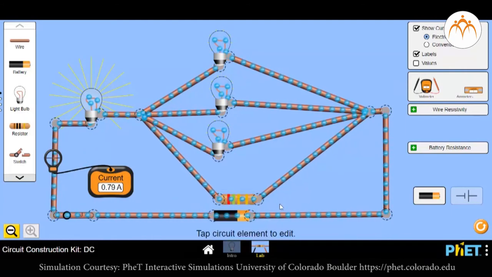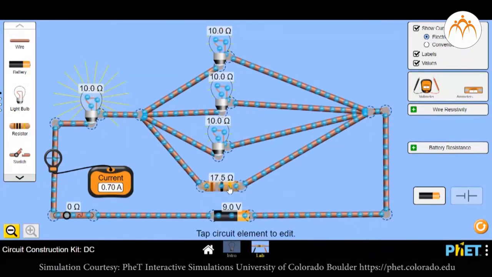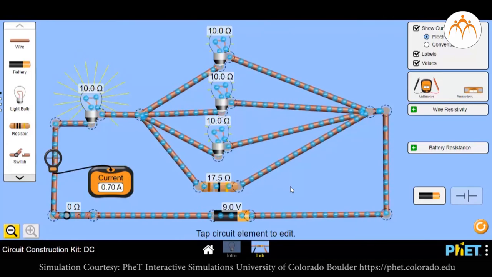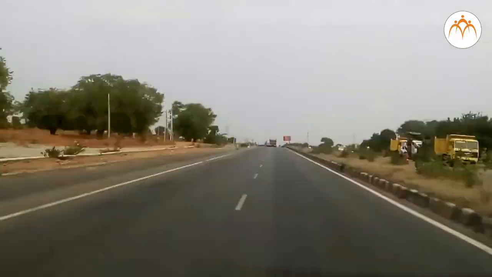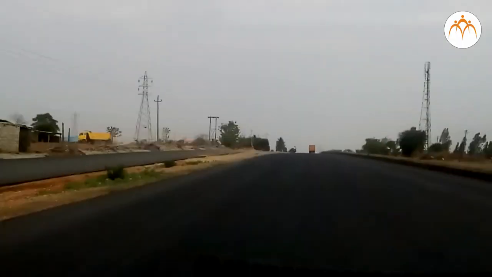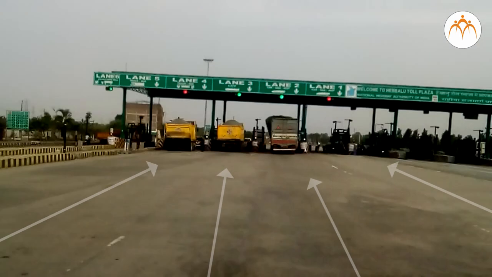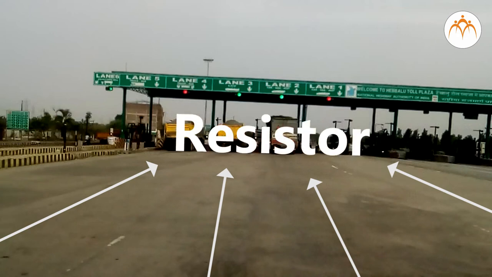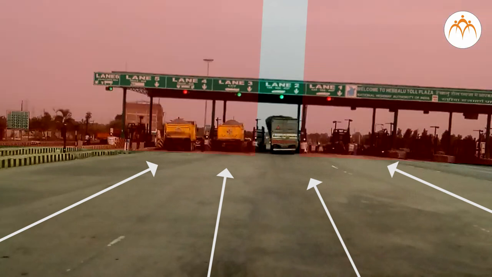This increase in current is consistent with a decrease in overall resistance. The outside branch can be considered as a highway. Moving cars represent current flow. A car stops at the toll gate, and the toll gate can be considered as a resistor. When there is only one toll gate, resistance to overall flow is more.